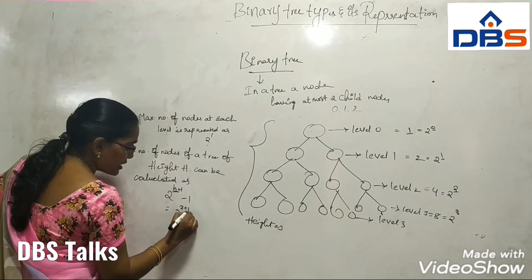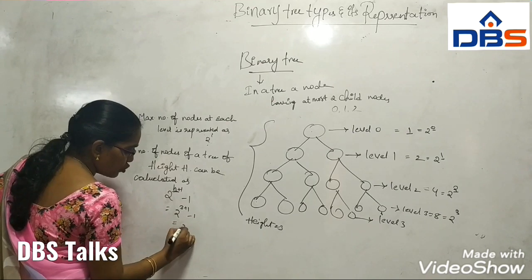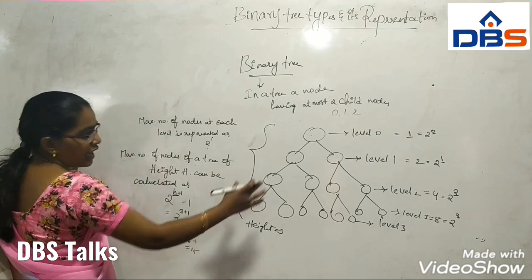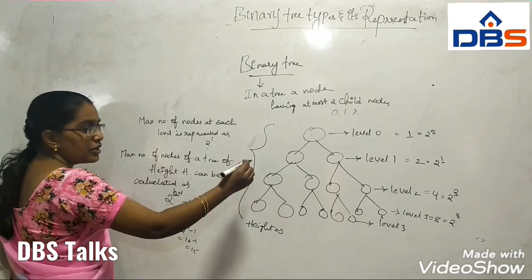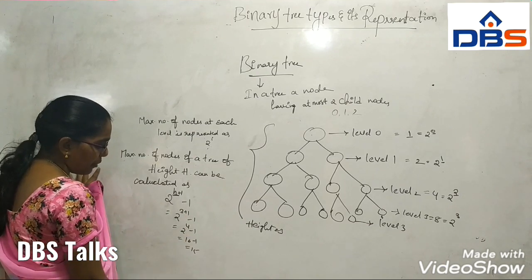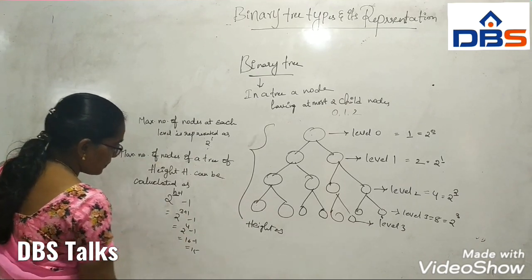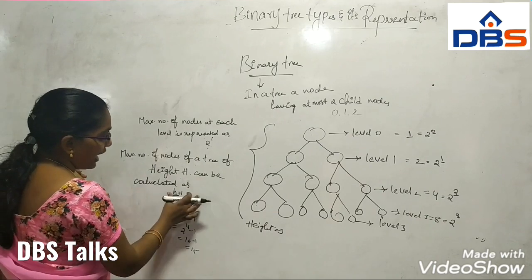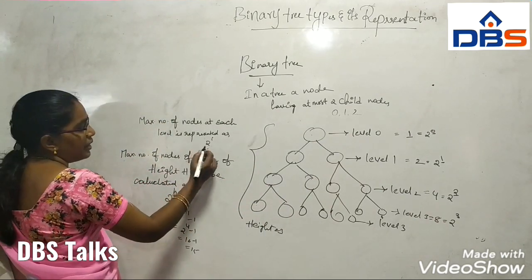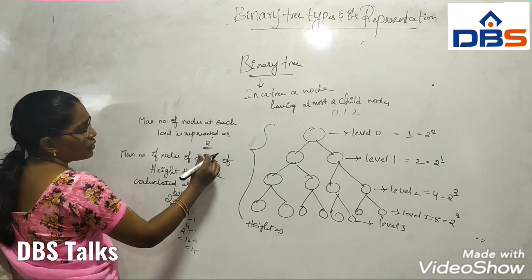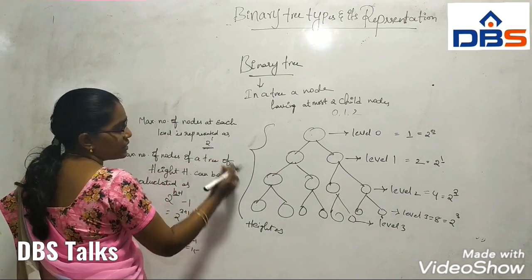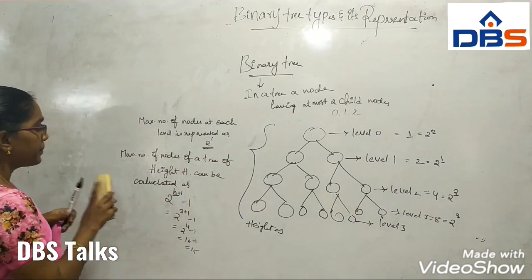So 2 power 3 plus 1 minus 1. That is 2 power 4 minus 1. That is 16 minus 1. That is 15. If you calculate the number of nodes here, definitely you will get 15. Just like that, by using the height of a tree, we will calculate the number of nodes. And if you want to find out the maximum number of nodes at each level, by using this we can calculate.